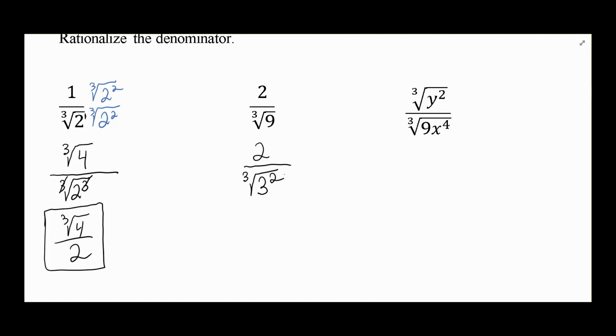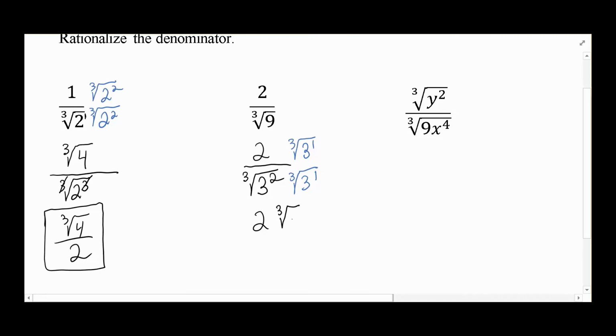Now, how many do I have? How many 3's do I have? I have 2 of them. How many do I want to have? I want to have 3 of them because I have a cube root. So how many more do I need? I only need 1 more. That's what I multiply by in the top and the bottom.